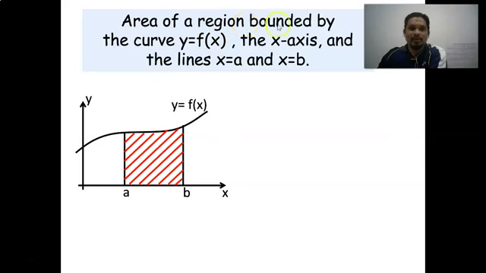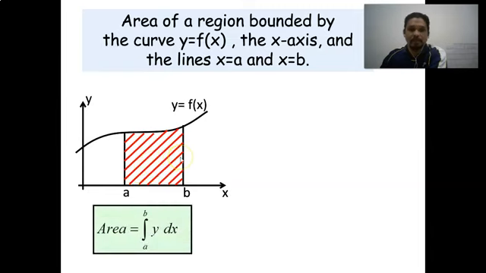So the area of a region bounded by the curve y equal to f(x), the x-axis, x equal to a and x equal to b. So this is the area. The area A equals the integral of y dx, where y equals f(x), from x equal to a until x equal to b.